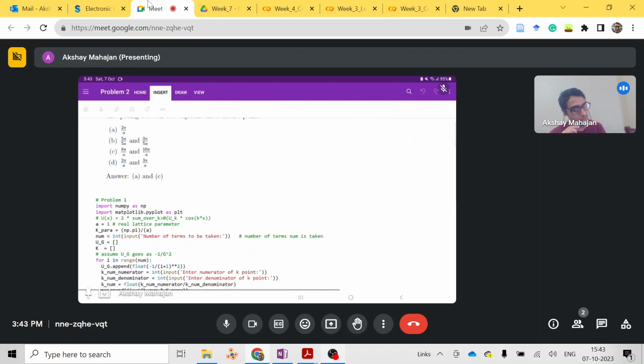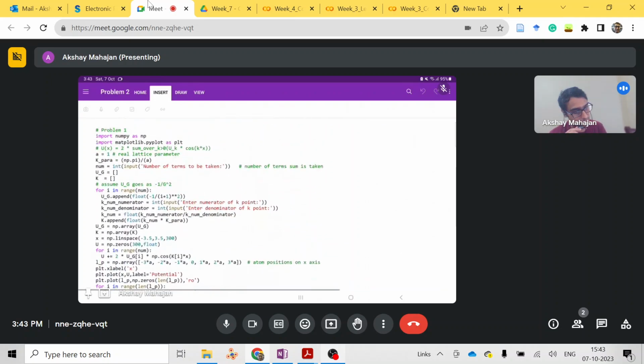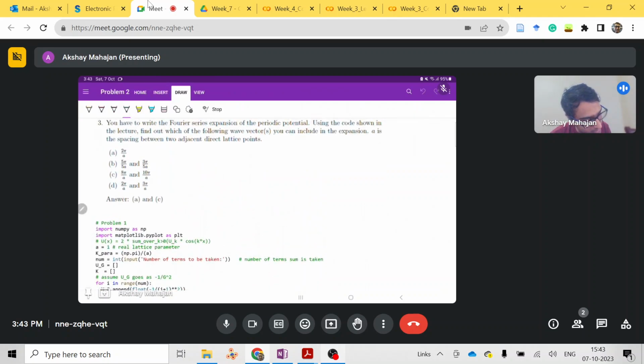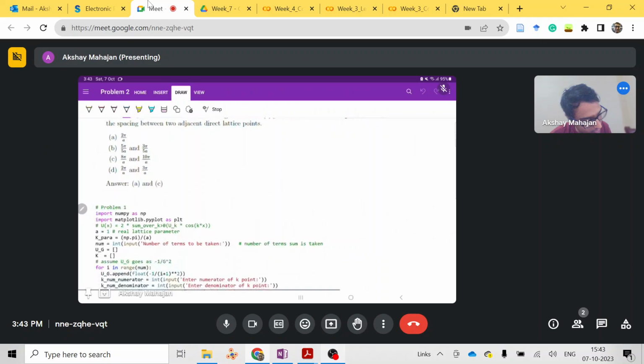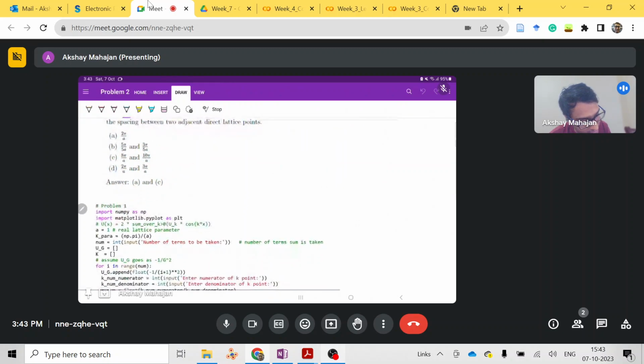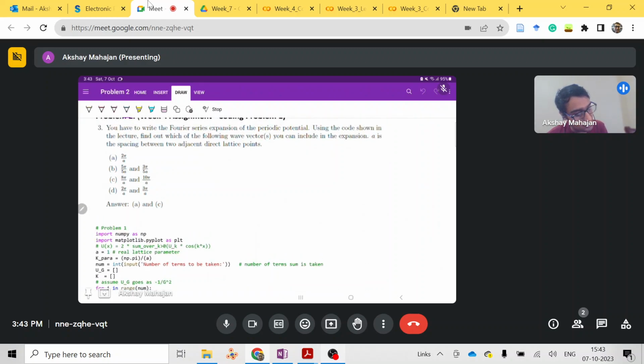So this is the code that we are going to use to solve this problem. What we are doing here is first importing the two libraries. Then, if you remember, in this case it is asking us for the Fourier series expansion of the potential. We can do it like this: 2 times the summation over k greater than 0 of uk times cos kx, where k is the k values that we are taking.